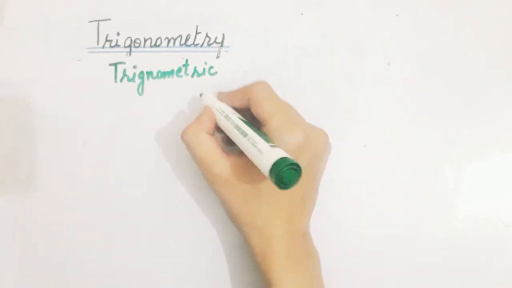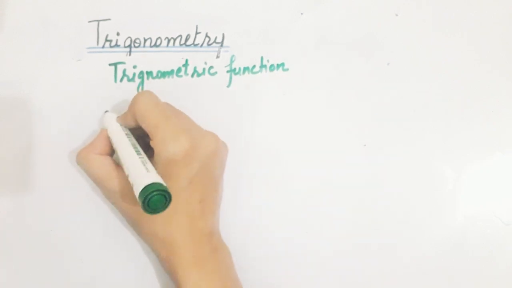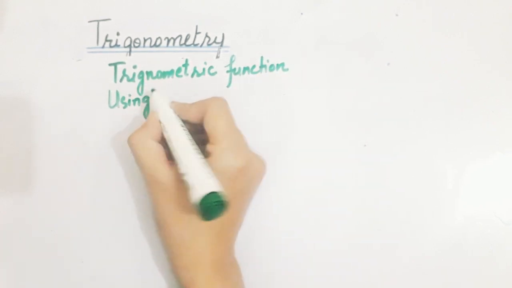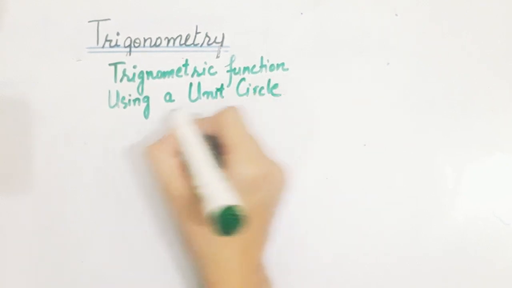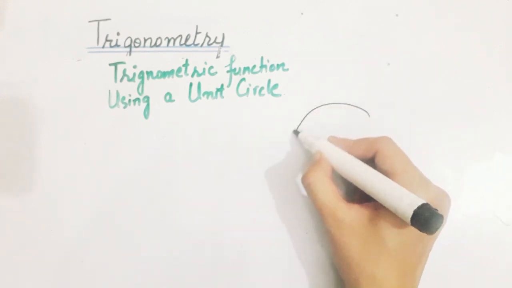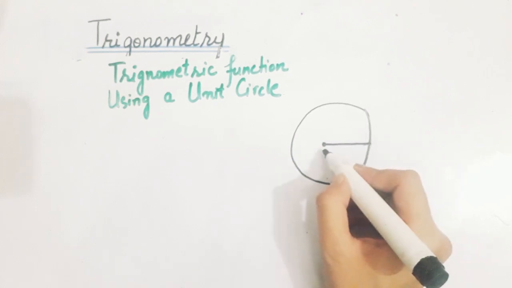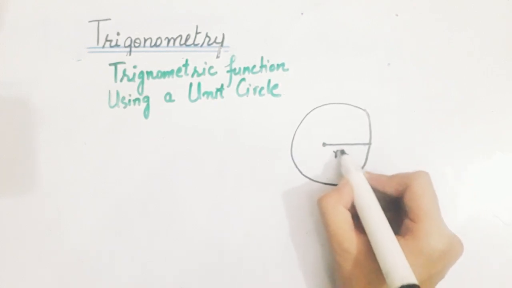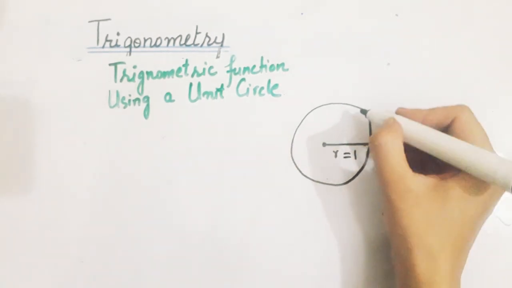Now I will describe trigonometric functions using a unit circle. We will consider a unit circle and describe trigonometric functions. So first of all, we will draw a unit circle. Unit circle means a circle of radius 1. This is a circle whose radius is 1. Distance from the center to the end, this is called radius, and radius equals 1.